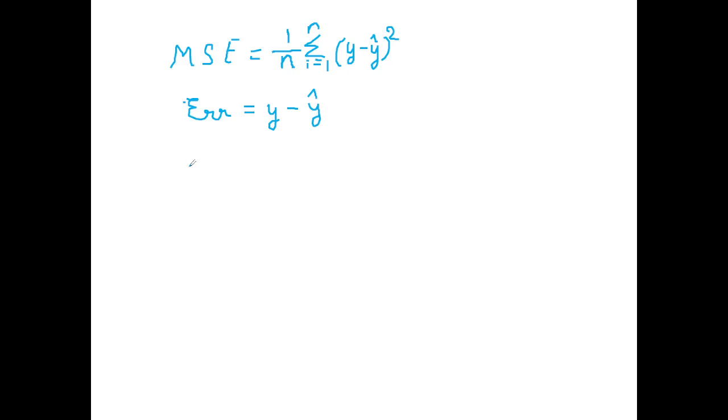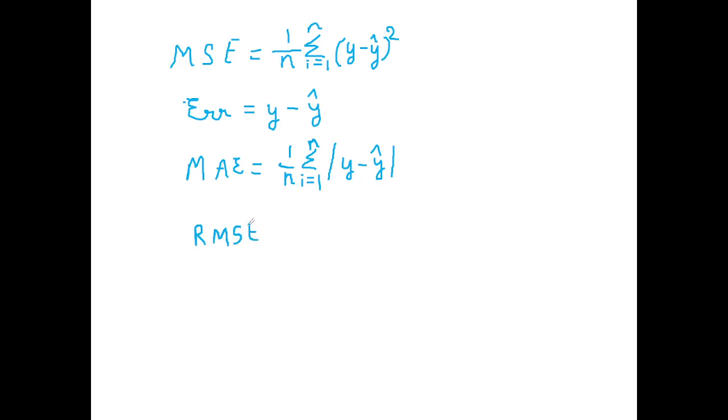Further, the second formula is MAE. Talking about MAE, again I need to take the error, which is y minus y hat, and I need to take the absolute value of this error. Instead of taking the square, I take the absolute value. And further, again I need to take the mean, with i going from 1 to n, divided by n. This is the formula for mean absolute error. It's so simple. The third one is RMSE.